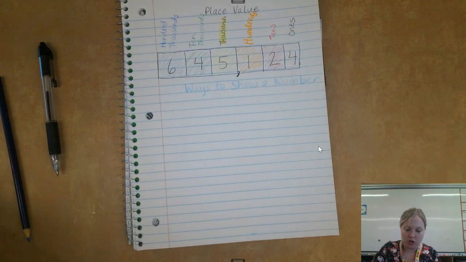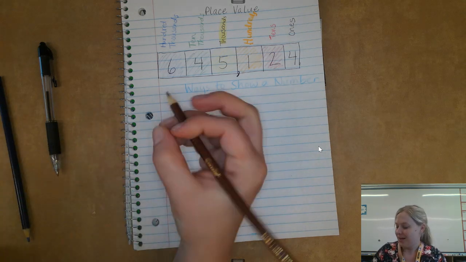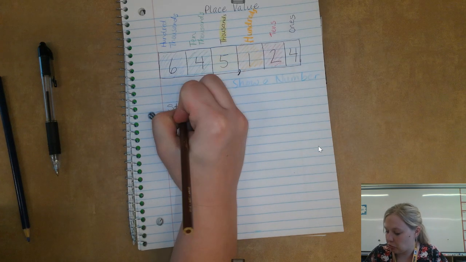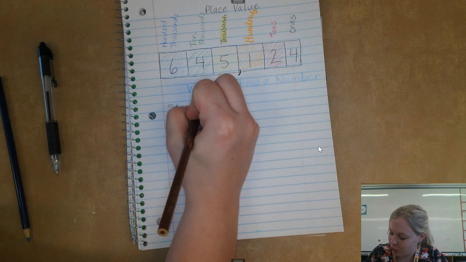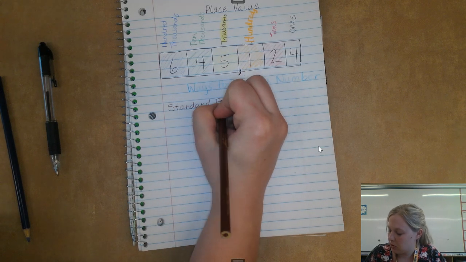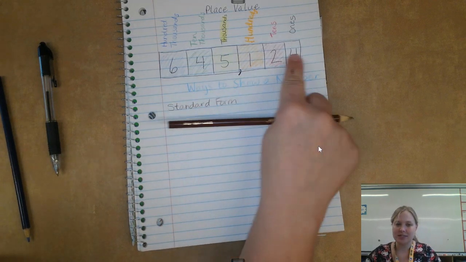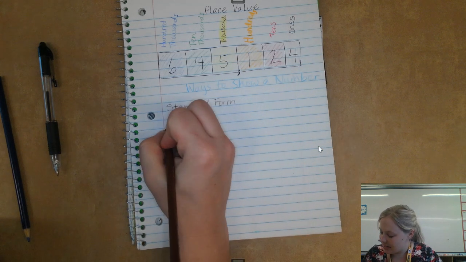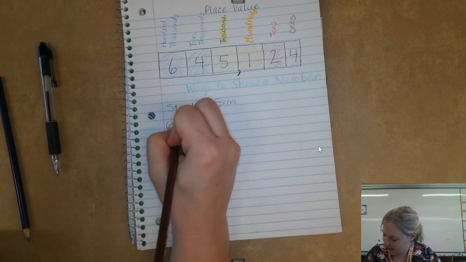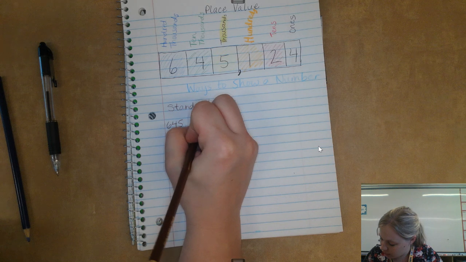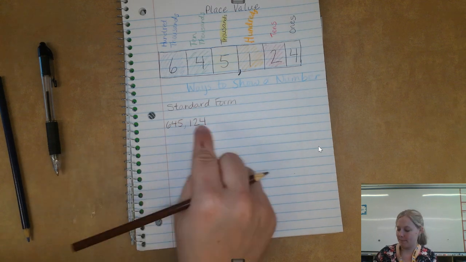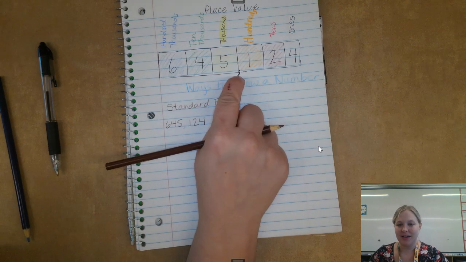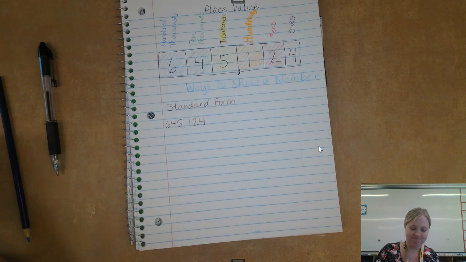The first way that we can show a number is in standard form. Standard form just means the way that we normally write a number, the way that you normally see it written on paper. So for this whole number here, it says the number 645,124. Just write it out like that. Make sure you have that comma there, like I do here, to show after the thousands.